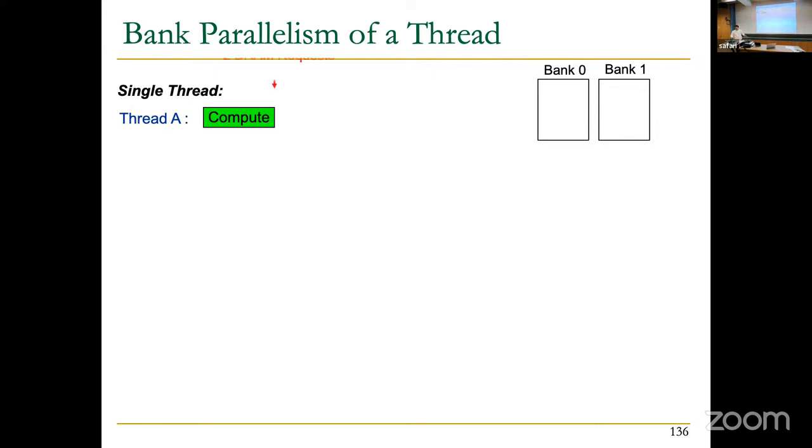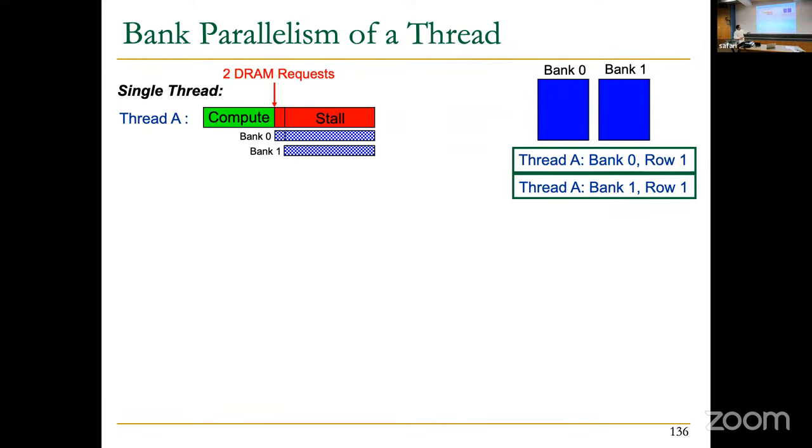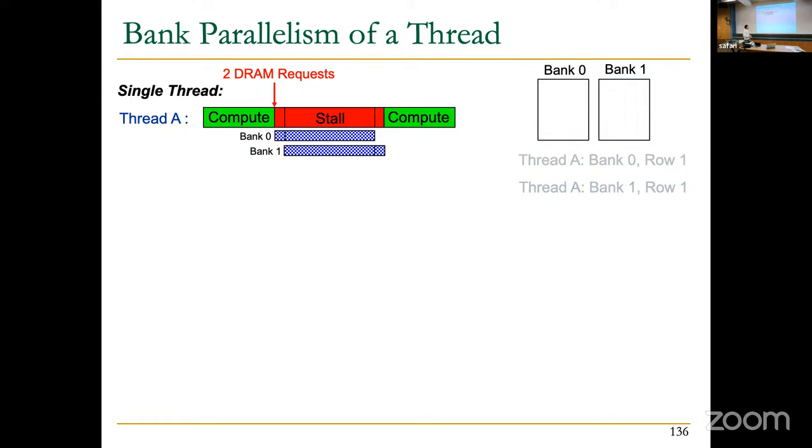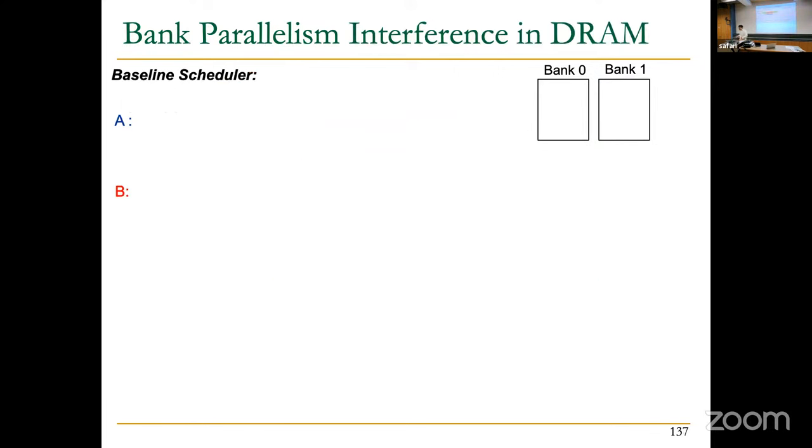Thread A will do some computation, and at some point, it will issue two DRAM requests, one to bank 0 row 1, and the other one goes to bank 1 row 1. So we can exploit bank level parallelism here, right? And that's what we'll do. We'll schedule the request to bank 0, and immediately after, just after a slight delay that we have because of timing parameters, we schedule the second request. The core stalls for some time, and when both requests return, the core can do meaningful compute again. Now, what happens basically here is the bank access latency of two requests is almost the same as the access latency of one request, just a little bit more because of that additional timing parameter.